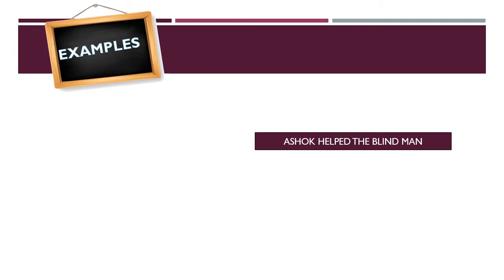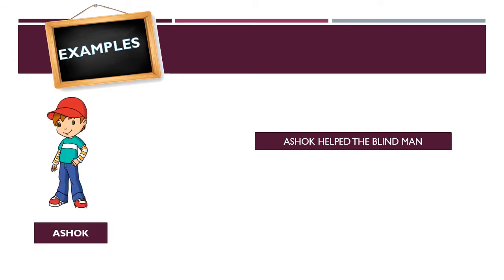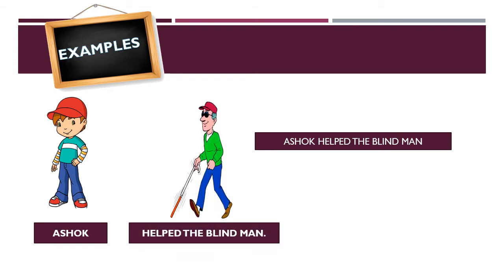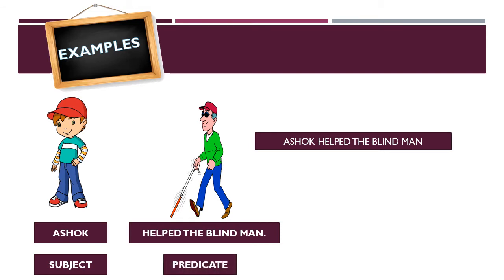Ashok helped the blind man. In this sentence, Ashok is the subject. Helped the blind man is the predicate. Ashok is the person, and what is said about the subject is called the predicate. Here the predicate is helped the blind man.